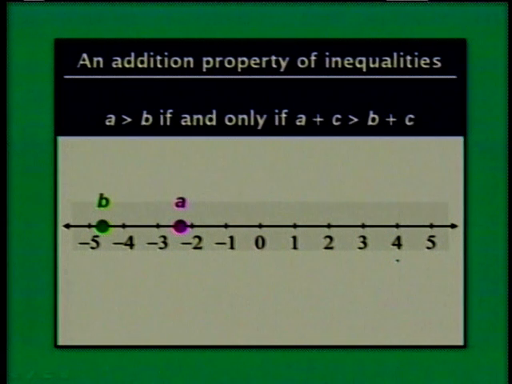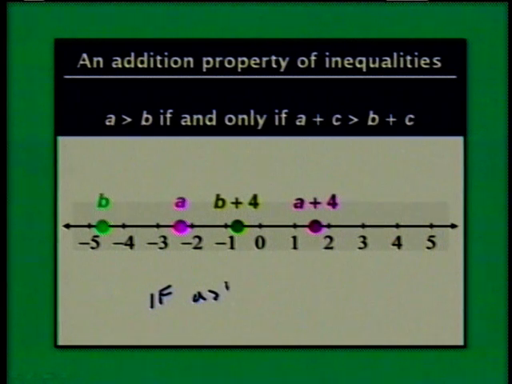Now for the moment, I'm just going to refer to these as the purple point and the green point. If I were to move both of these points right, say 4 units, since both points are being moved the same distance, the purple point is going to stay to the right of the green point. What I've just done is add 4 to both a and b. So if a is to the right of b, a plus 4 is also to the right of b plus 4. I have shown that if a is greater than b, then a plus 4 is also greater than b plus 4.